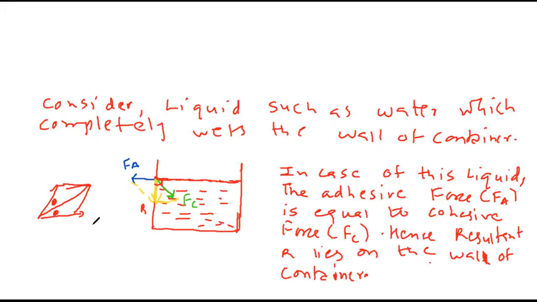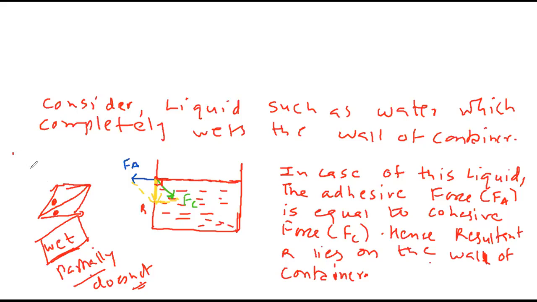There are three types of liquid. One is which will completely wet the wall of the container. Other which is partially wetting the wall of the container. Third which does not wet the wall of the container. Now we have to explain why the surface of liquid which completely wets the wall of the container is horizontal, which is partially wetting is concave, and not wetting is convex. So for that I said I have to remember two things: one is adhesive force, other is cohesive force.